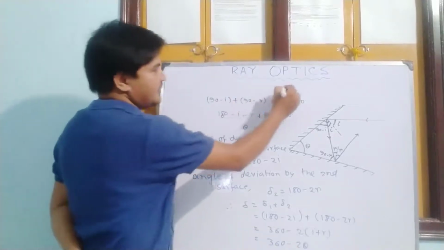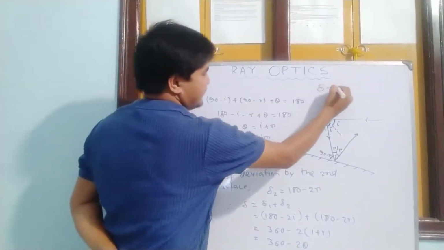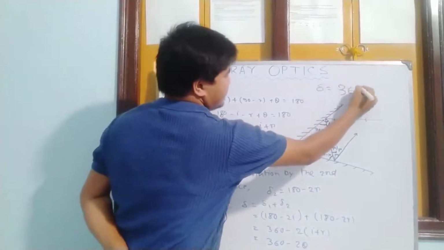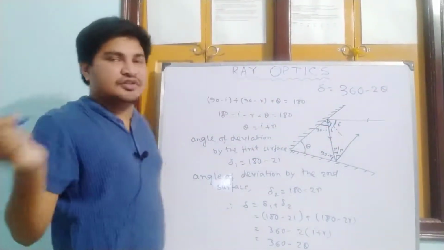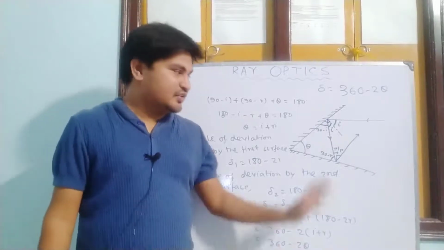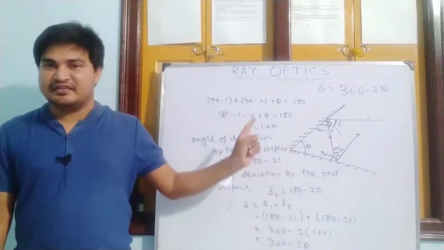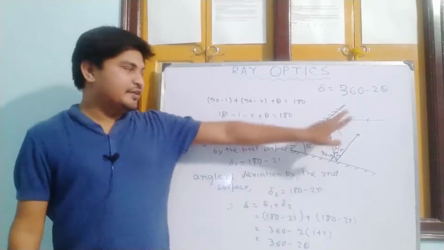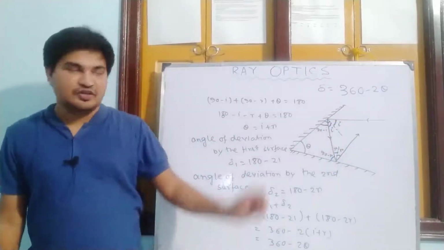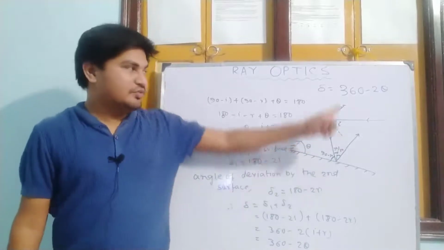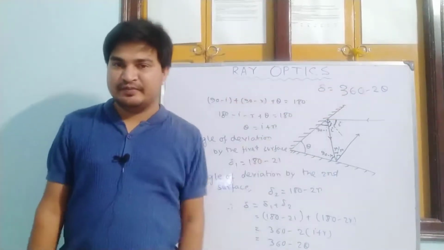So the angle of deviation here, delta equals 360 minus 2 theta, where theta is the angle between the two reflecting surfaces. So here the angle of deviation is independent of the angle of incidence. Whatever the value of angle of incidence, always the angle of deviation will be 360 minus 2 theta. Okay.